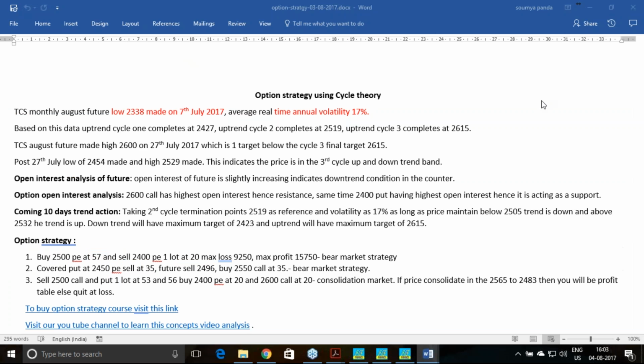Any other question? First we are doing a trend analysis. Then we are going for an open interest analysis. You find one common thing. First we are identifying a trend, then we are doing some open interest analysis, then we are calculating some 10 days trend or 5 days trend, then we are initiating a strategy.